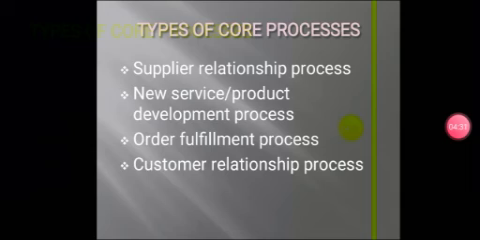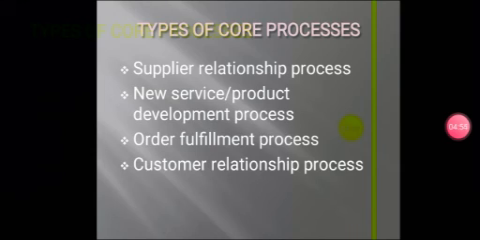Core processes have 4 nested processes. Number 1, supplier relationship process. Number 2, new service or product development process. Number 3, order fulfillment process. Number 4, customer relationship process.